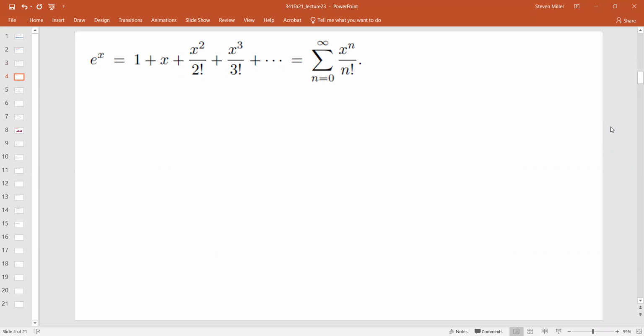So what is e to the x times e to the y? E to the x plus y. It's not x times y, it's x plus y, laws of exponents. What is cosecant of x? 1 over sine of x.